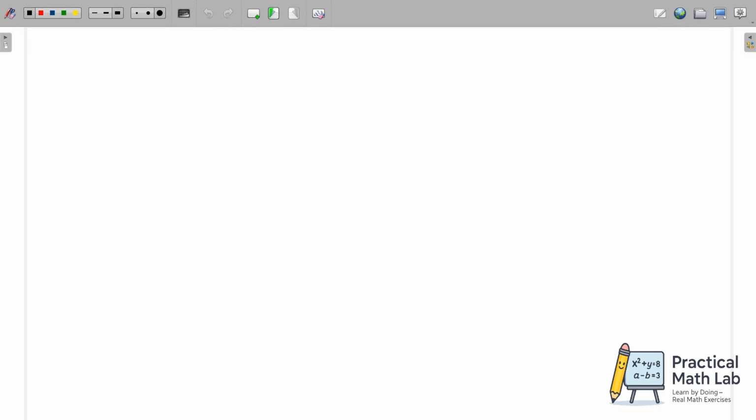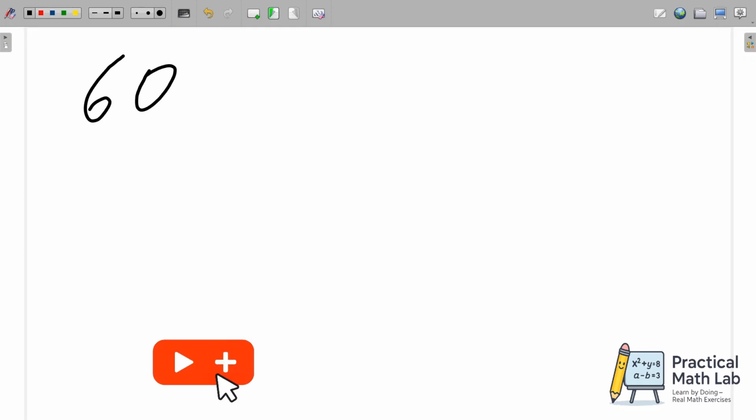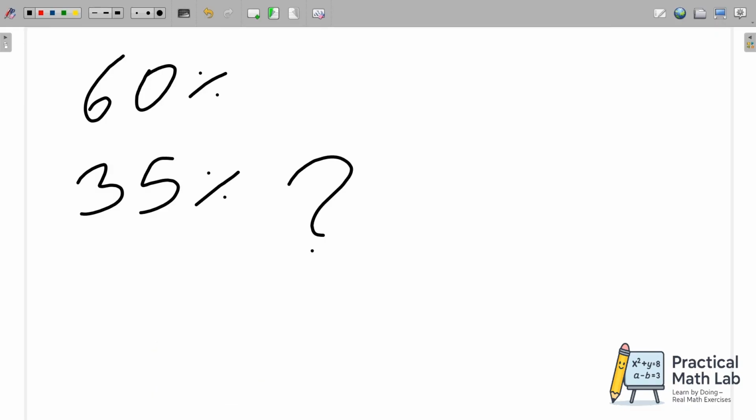A student solved a problem. A tank was 60% full and then dropped to 35%. The teacher asked what the percentage decrease was. So a student solved the problem and answered 25%.